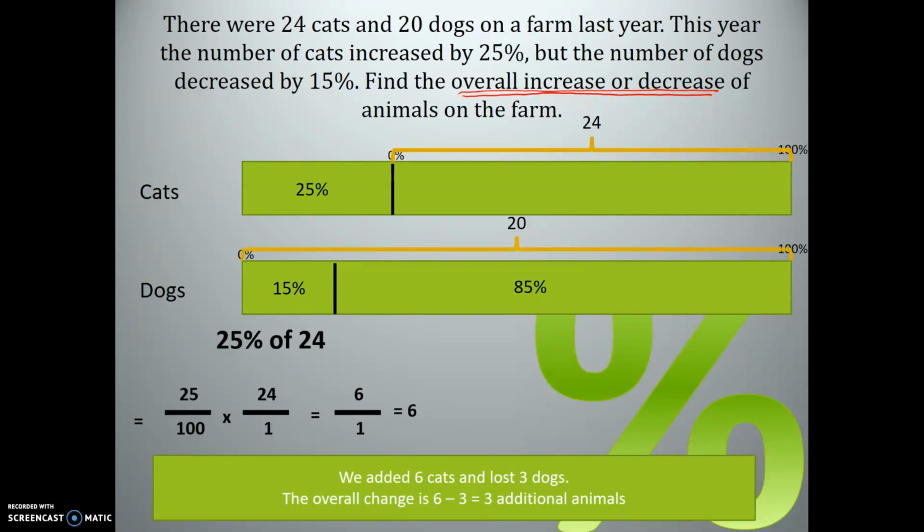Now let's deal with dogs. We want to find 15% of 20. So we're going to set that up, 15% of 20. And we're going to do the math on that, and we're going to find that we lost 3 dogs. So the overall change is just the difference. The overall change is 6 minus 3. So we have 3 additional animals on the farm. Okay, that's it for percent increase and percent decrease.